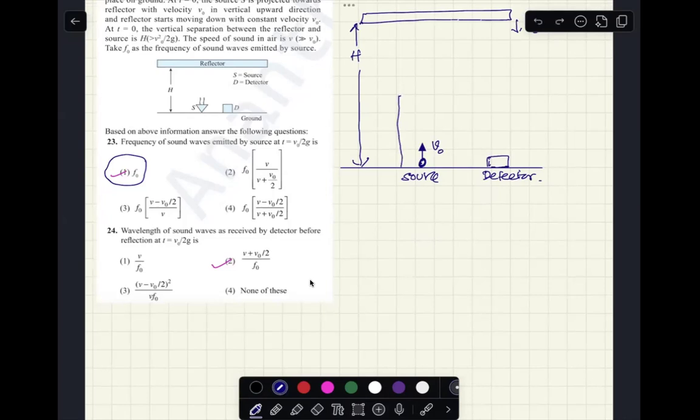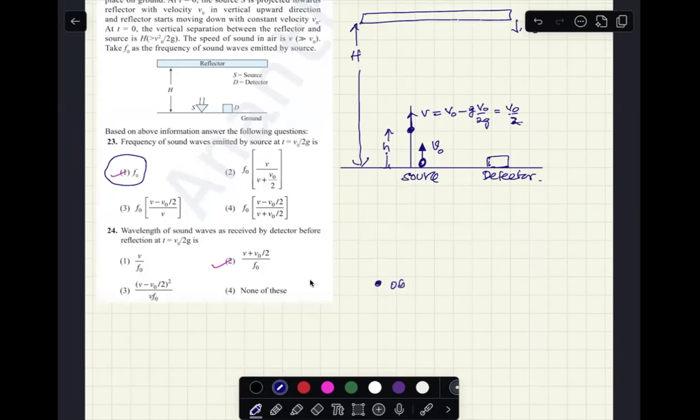Okay. Now, exactly where you are at this point, you may be at some height h. Your velocity is nothing but V0 minus G times t, with t equal to V0 by 2G, which is nothing but V0 by 2 upwards. Very simple.